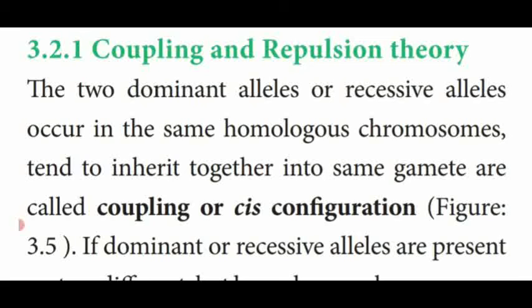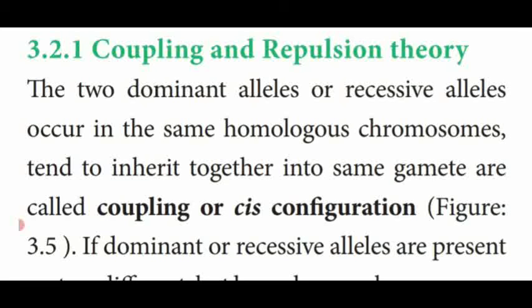Now we are going to see another topic, coupling and repulsion theory. Dear students, you already know that one. The two dominant alleles or two recessive alleles which occur on the same homologous chromosome, having the tendency to inherit together into the same gametes, are called coupling or cis configuration. Kindly note it down. It's a very important 2-mark question. And also the coupling process also comes for a 5-mark question. That one you will see later.